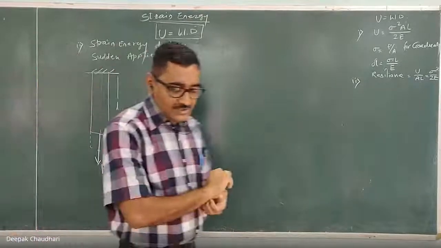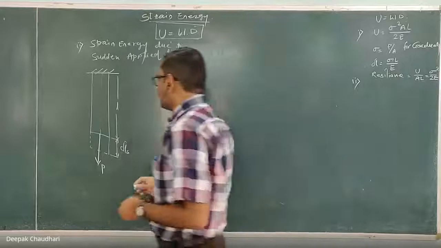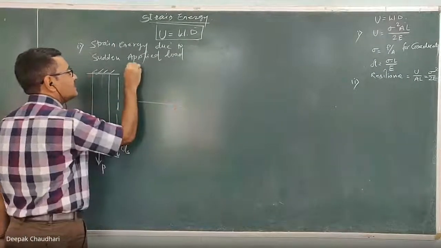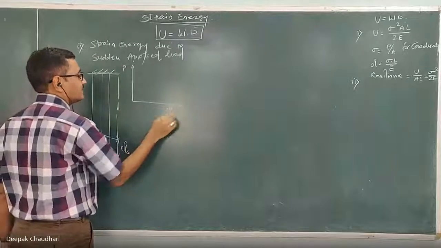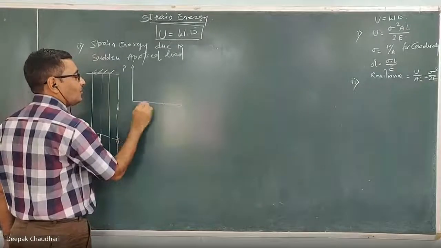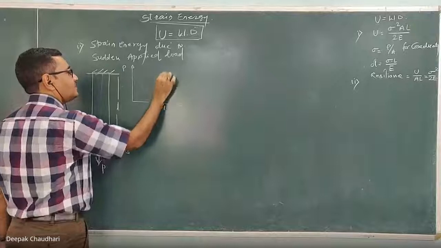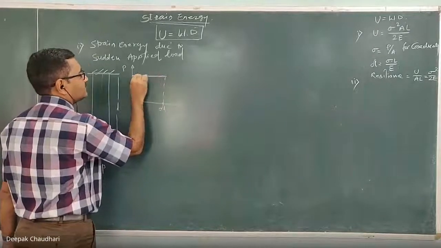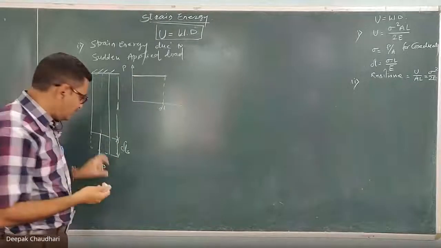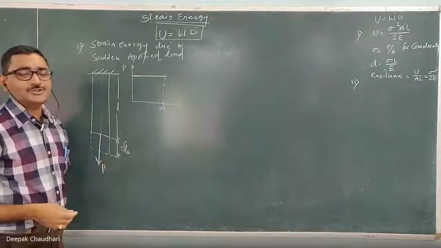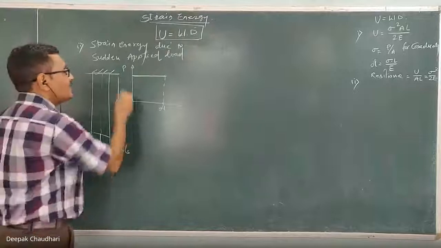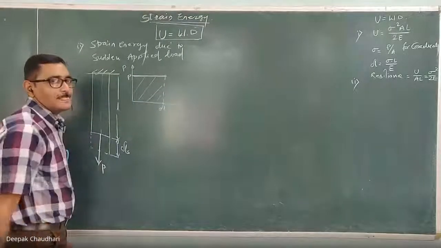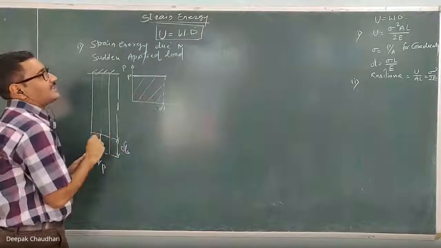Now, in this case, if I plot the graph of P versus delta L, when the deformation is delta L, the force is P, and the force P remains constant because it is a sudden applied load. Throughout this deformation, the magnitude of the force P is constant. So this is the area under the P versus deformation graph for the sudden applied load.